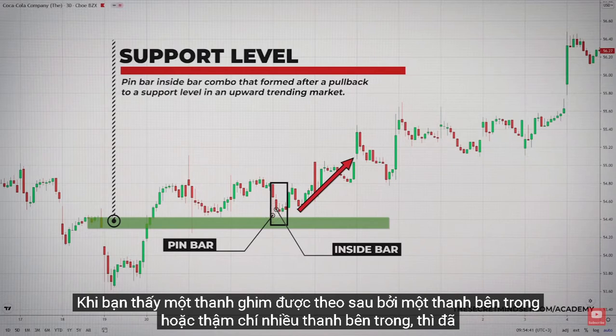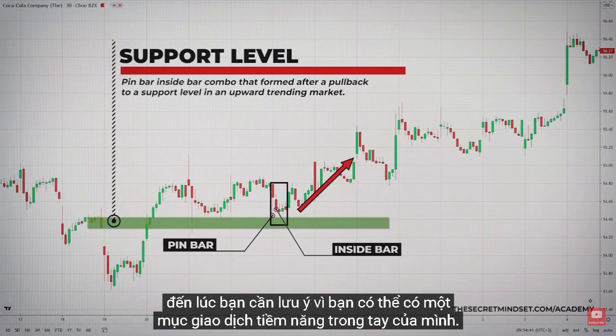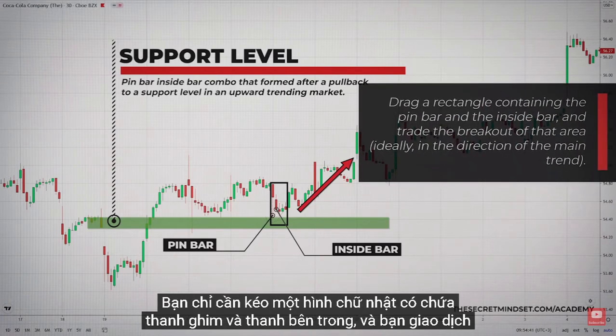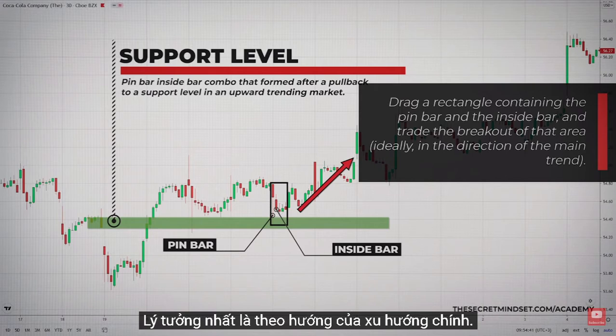When you see a pin bar followed by an inside bar or even multiple inside bars, it's time to take notice because you might have a potential trade entry on your hands. You simply drag a rectangle containing the pin bar and the inside bar, and you trade the breakout of that area, ideally in the direction of the main trend.